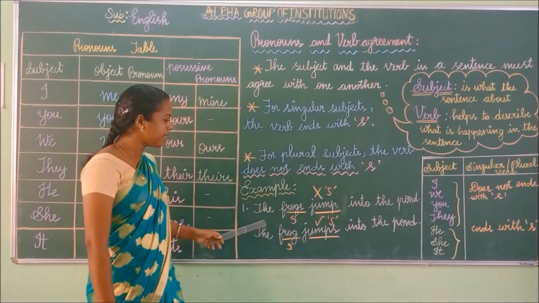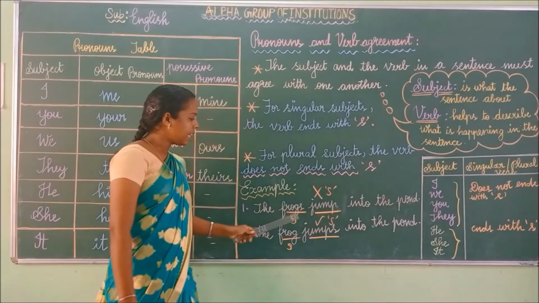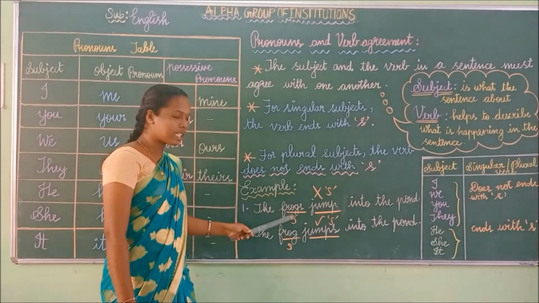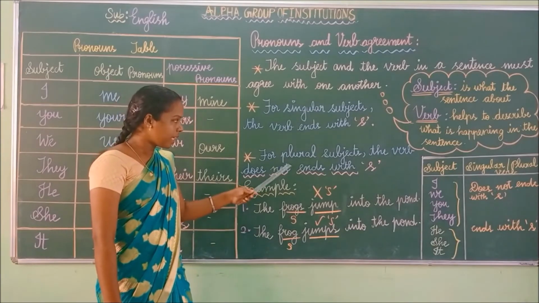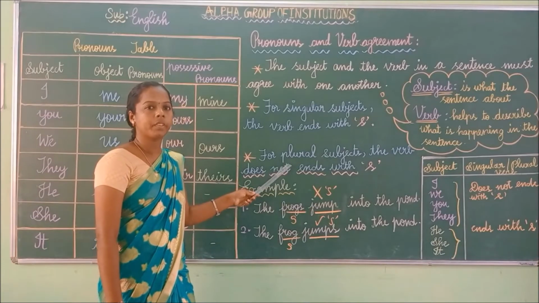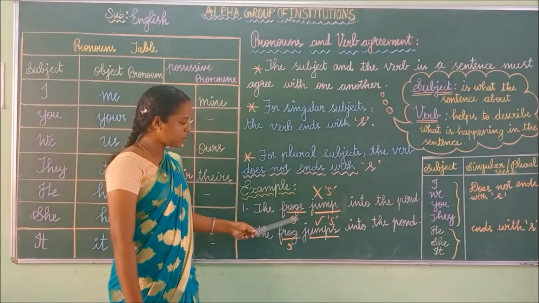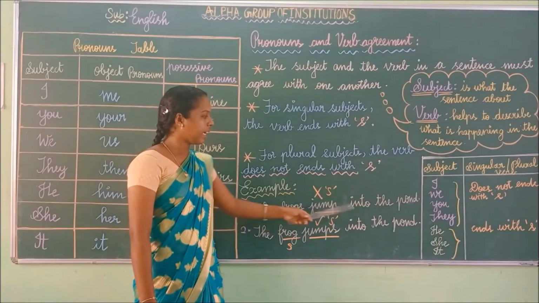See the example. The frogs jump into the pond. Here, the subject is about frogs. Is the subject singular or plural? Very good, plural. If the subject is plural, the verb does not end with "s".